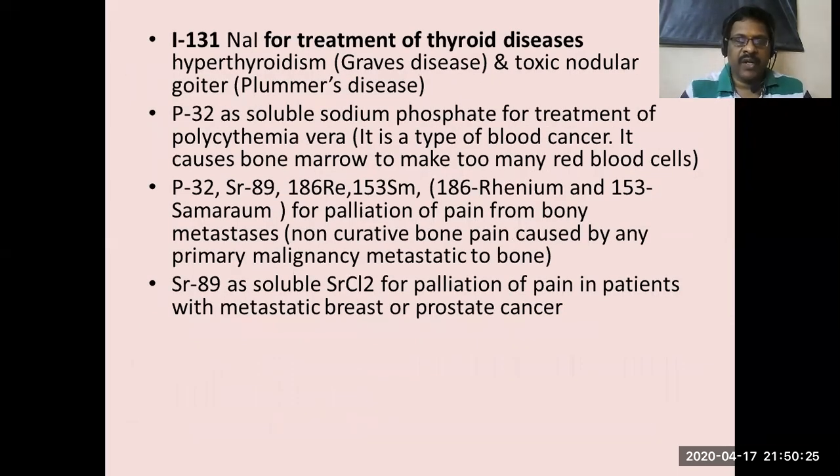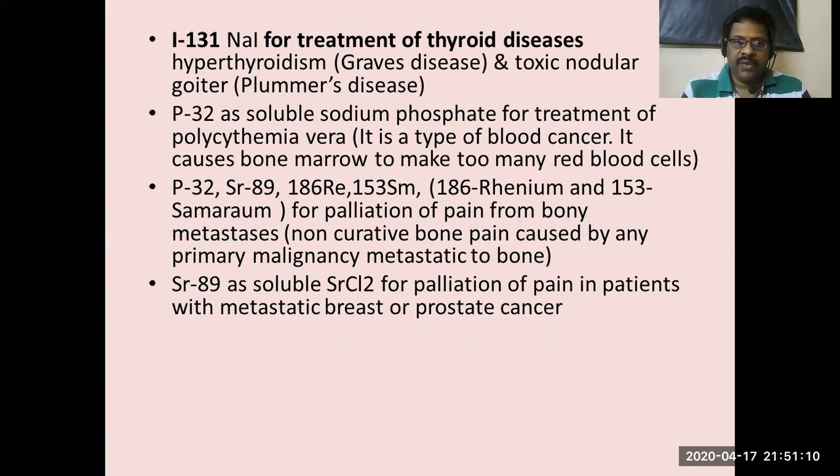And similarly, iodine 131 in the form of sodium iodide is used for the treatment of thyroid diseases like hyperthyroidism, called Graves disease, and toxic nodular goiter, and the enlarged thyroid gland can also be treated by this procedure. And P32, in the form of soluble sodium phosphate labeled with P32 radioactive nuclide, is used for the treatment of polycythemia vera. It is a type of blood cancer, it causes bone marrow to make too many red blood cells. For that, this is a treatment.